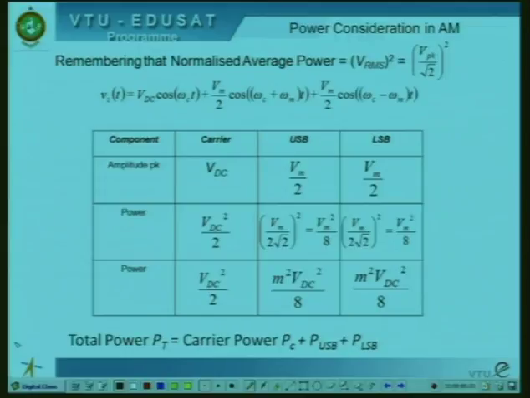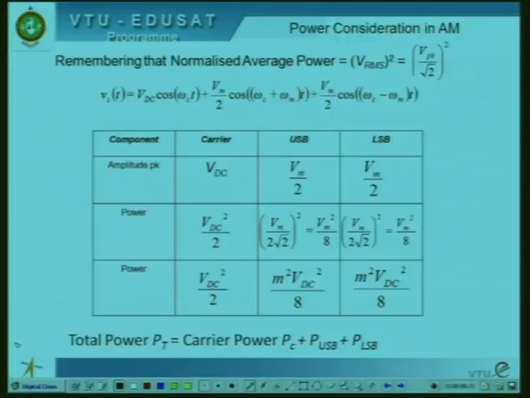The normalized average power is given by Vrms square. If you square the voltage, you get power. It is (V peak by root 2) whole square. Using this simple formula, we can now find out what would be the total power of the carrier.